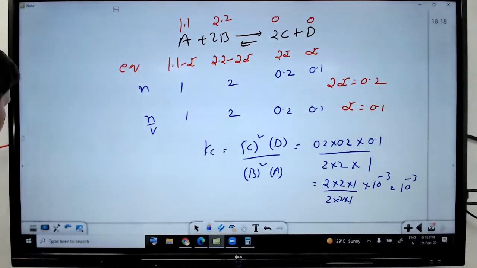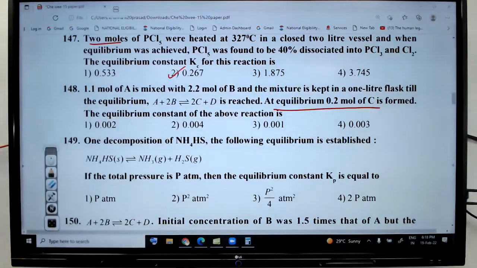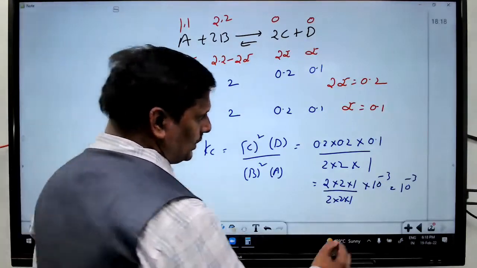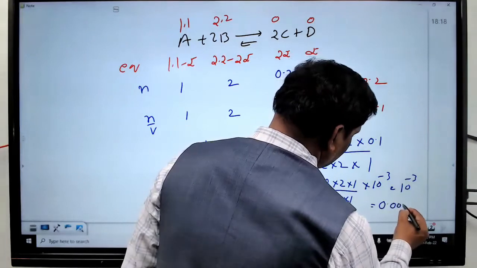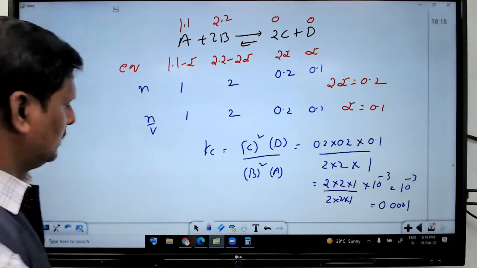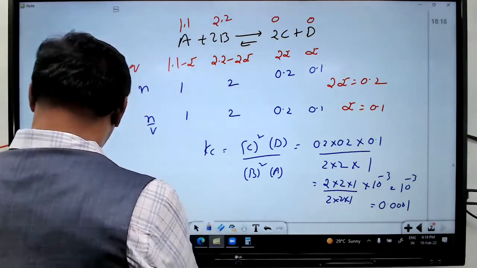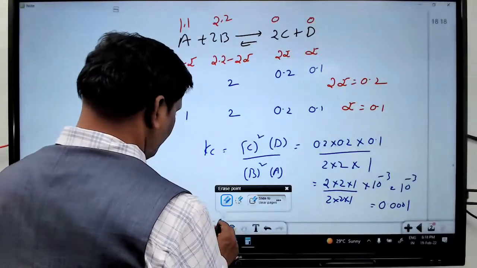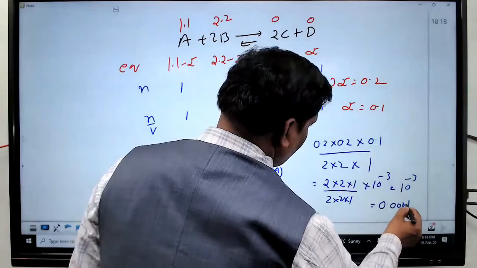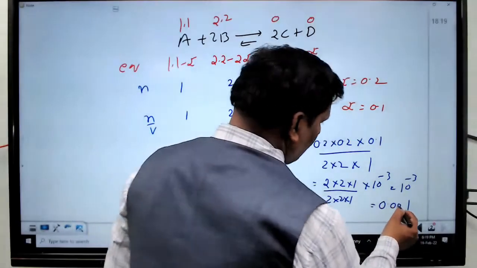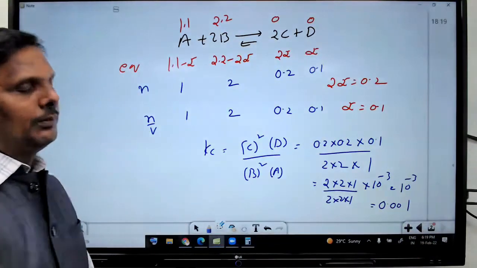एक बार ऑप्शन देखो, 10 power minus 3 का वैल्यू कितना है. ये बार देखो, 10 power minus 3 which is equal to 0.001. 0.001, decimal point है 1, 2, 3, nothing but 10 power minus 3.